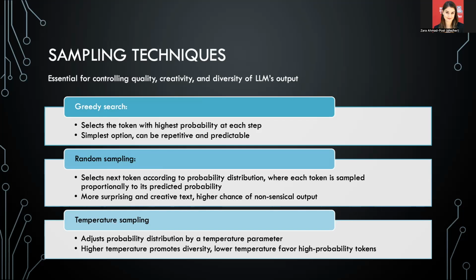And then there's temperature sampling. Temperature sampling adjusts your probability distribution by some temperature parameter. A higher temperature parameter promotes diversity, so there's a larger group of tokens we can choose from. A lower temperature favors higher probability tokens. So if you want something very strict, you want a very low temperature. If you want something creative and loose, you can have a higher temperature.